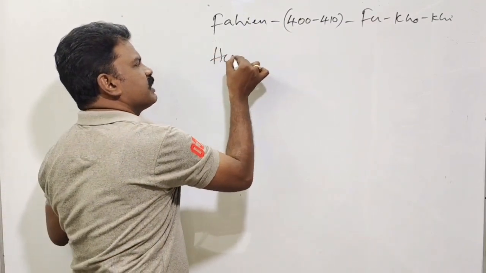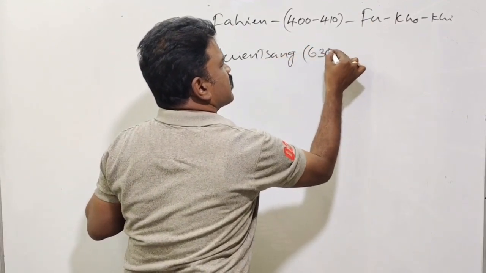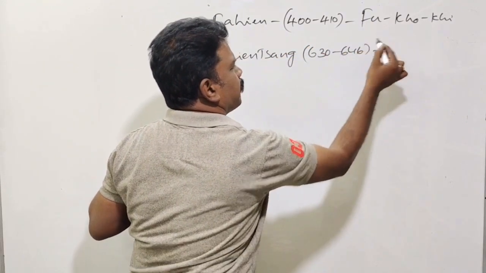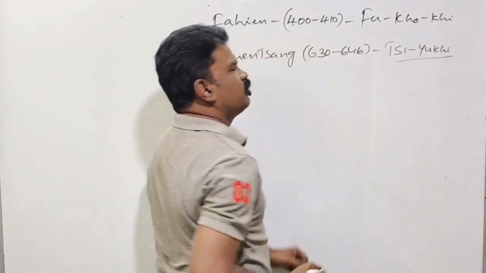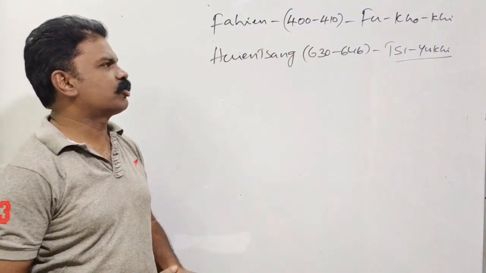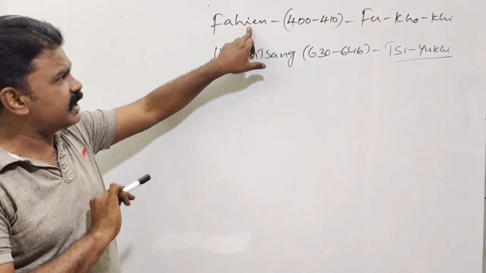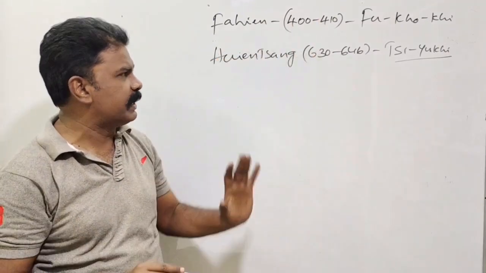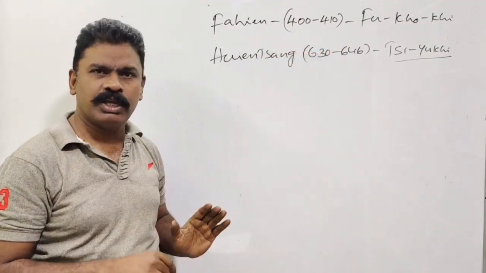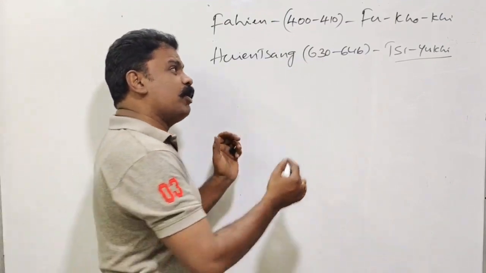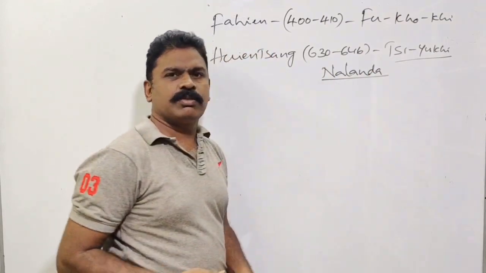After Fahien, Huen Tsang was in India from 630 to 646. He wrote Si-yu-ki, the records of the Buddhist kingdoms. It speaks about the Harshavardhana period. Fahien came to India during the time of Chandragupta II, and that book speaks about the Gupta period. Huen Tsang came to India during the Harshavardhana period. That book speaks about Harshavardhana, and it also gave valuable information about Nalanda University.